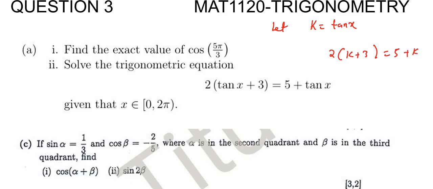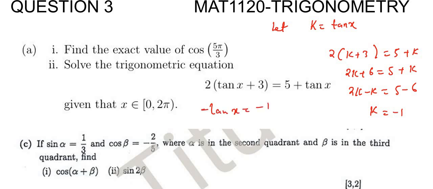You can do it like this if you want. This is 2k plus 6 is equal to 5 plus k. This is 2k minus k is equal to 5 minus 6. So this is just k is equal to -1. So tan x is just the same as -1, meaning x is equal to negative tan inverse of -1, this is just going to be -45.